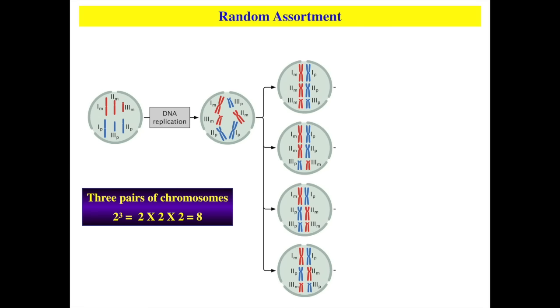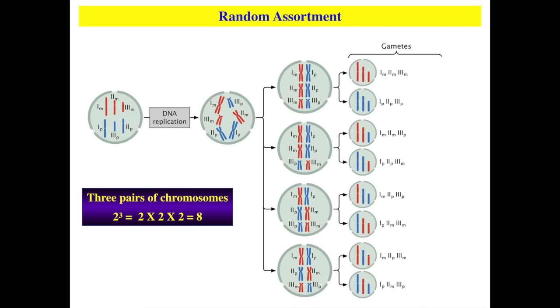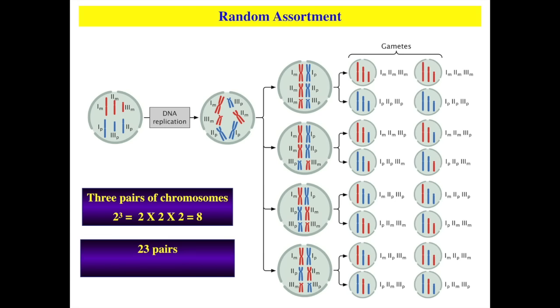You would get 4 different arrangements of the chromosomes, potential arrangements of the chromosomes during meiosis I. And that would cause 8 different types of gametes to be formed by the end of meiosis II. Now, if you consider the human genome with its 23 pairs of chromosomes, that leads to over 8 million combinations. So you can imagine the genetic diversity that exists when you have a larger number of chromosomes.